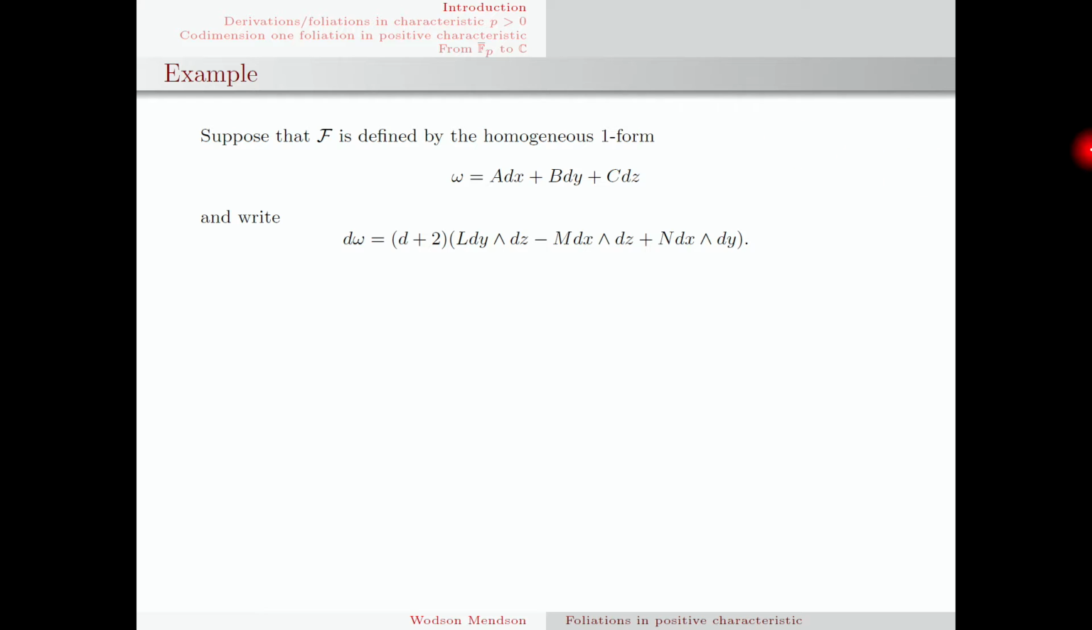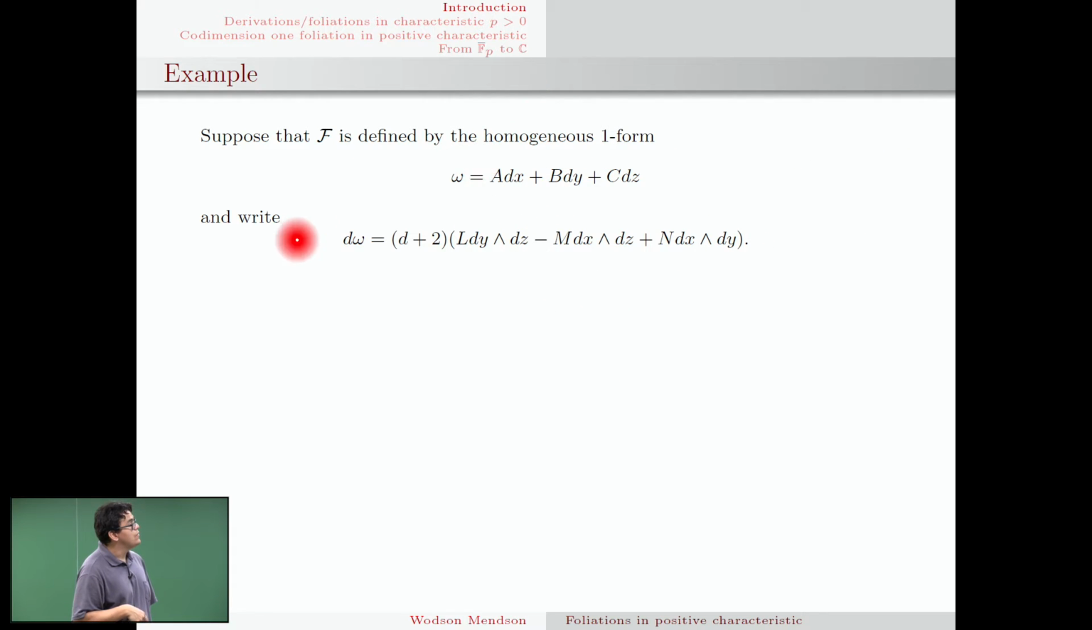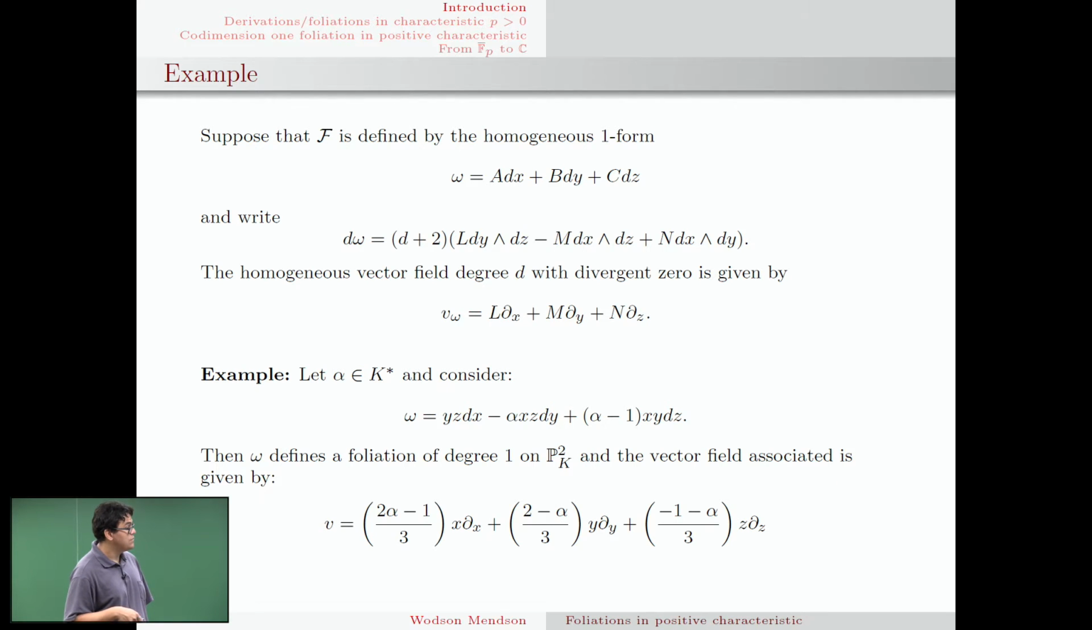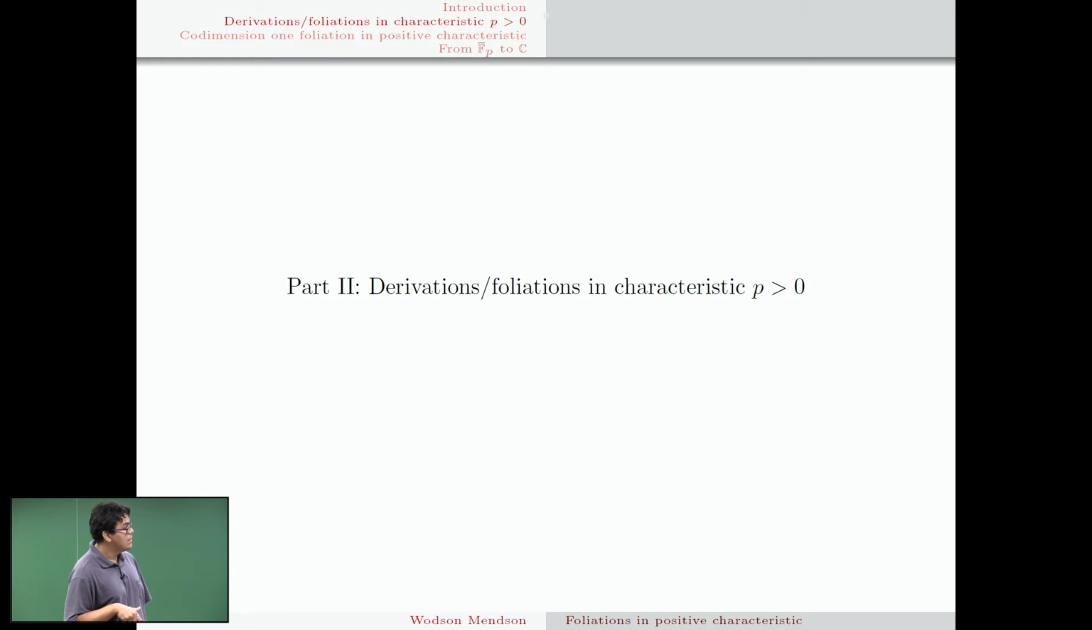So here we have an example. If you have this foliation here, we write this dω in this way, and the homogeneous vector field with divergence 0 is given by this L, M, N. For example, you take the simplest case, degree 1, and you apply this formula here, and you arrive at this. Okay, this was the introduction. Now I'll move to derivations and foliations in characteristic p.